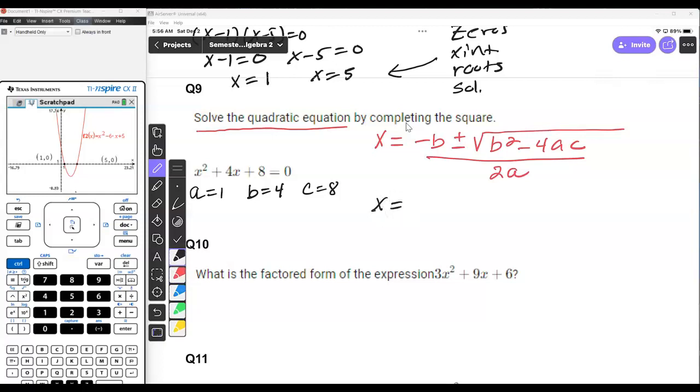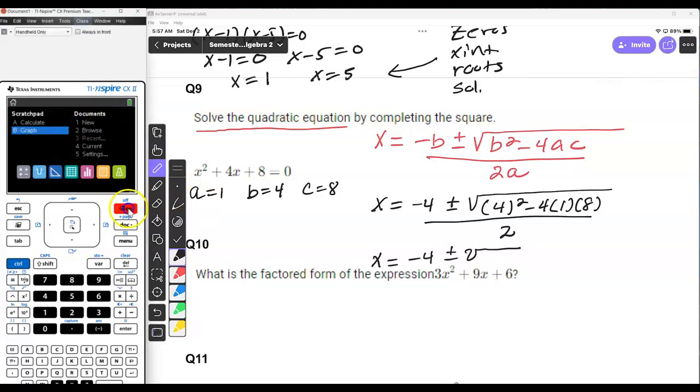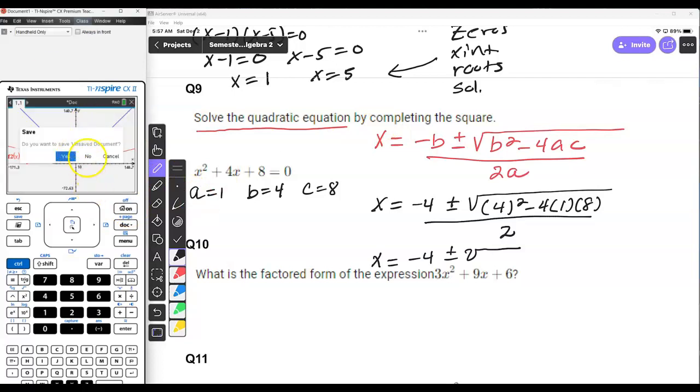So I have x equals, the value of b is 4, so it's going to be negative 4, plus or minus square root. This is the discriminant. And then you have 2 times a, which is going to be 2 times 1, so it's 2. So it's negative 4 plus or minus square root. And so I'm going to go to the calculator to evaluate the discriminant. So I have parentheses. Always remember your parentheses. Even though it's positive, just get in the habit of doing that.